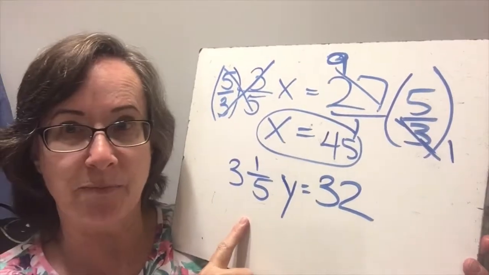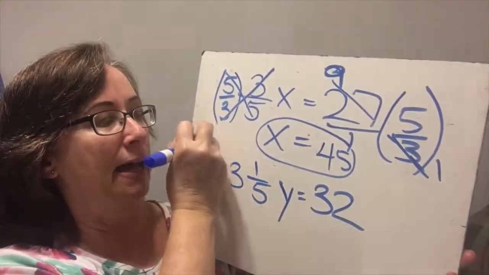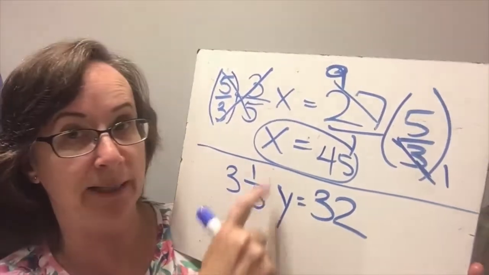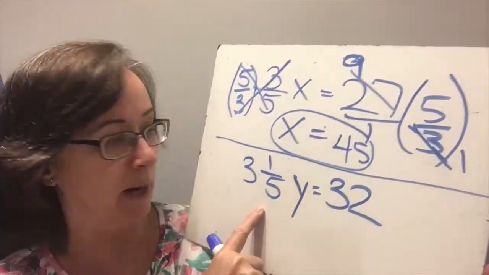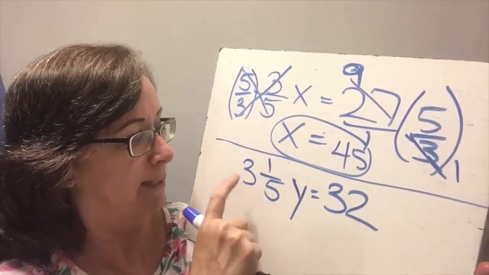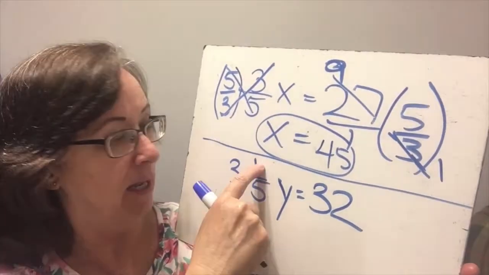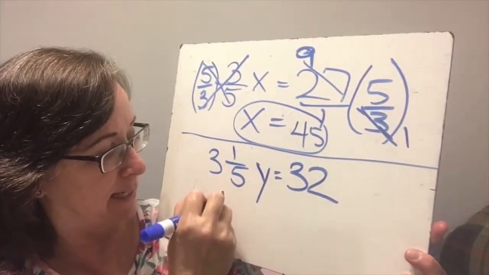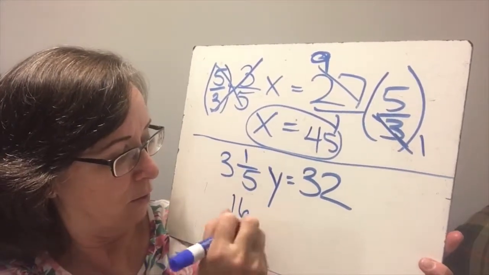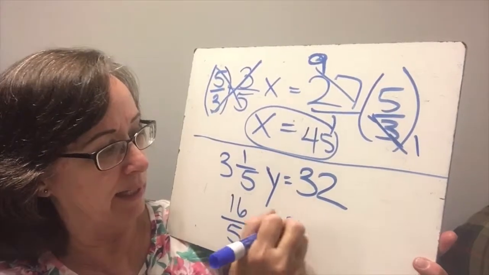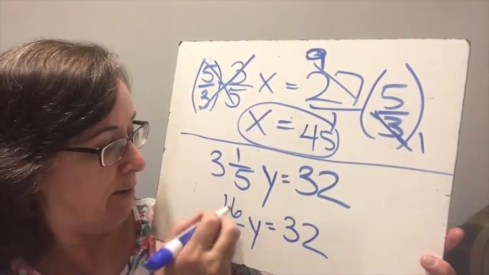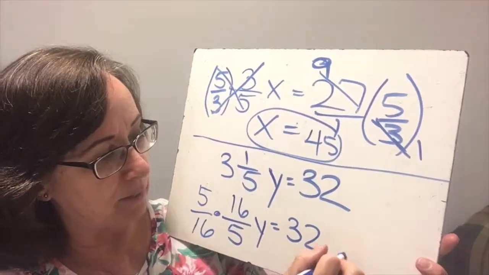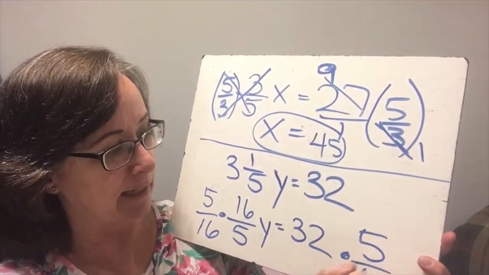Okay, so let's look at B down here. And we have a mixed number. We need to turn that into an improper fraction. So we're going to say 3 times 5 is 15, plus 1 is 16. So this is 16 fifths. So we have 16 fifths y is 32. Okay, so now I'm just going to multiply by 5 over 16, and on the other side, multiply by 5 over 16.